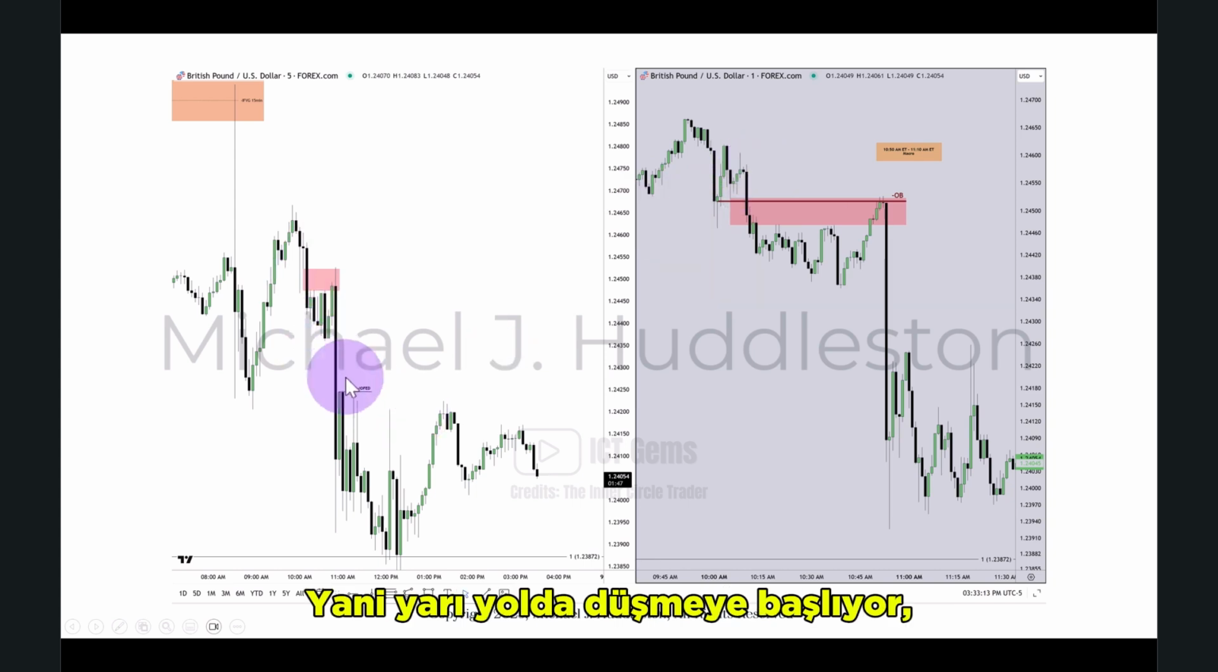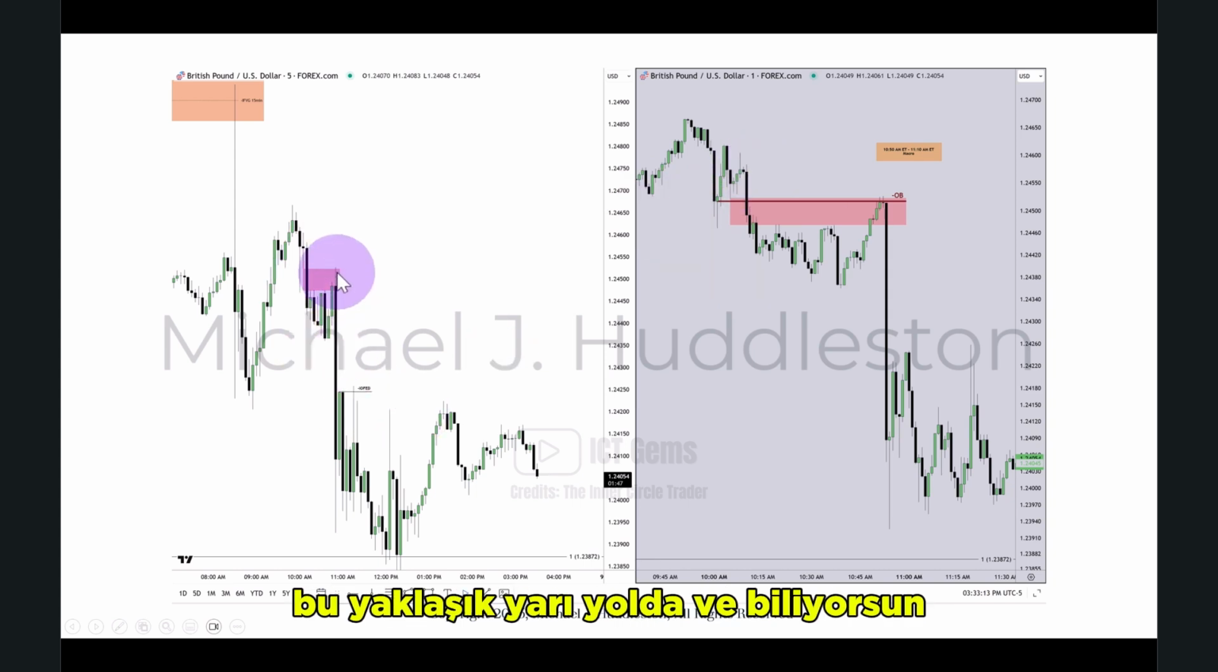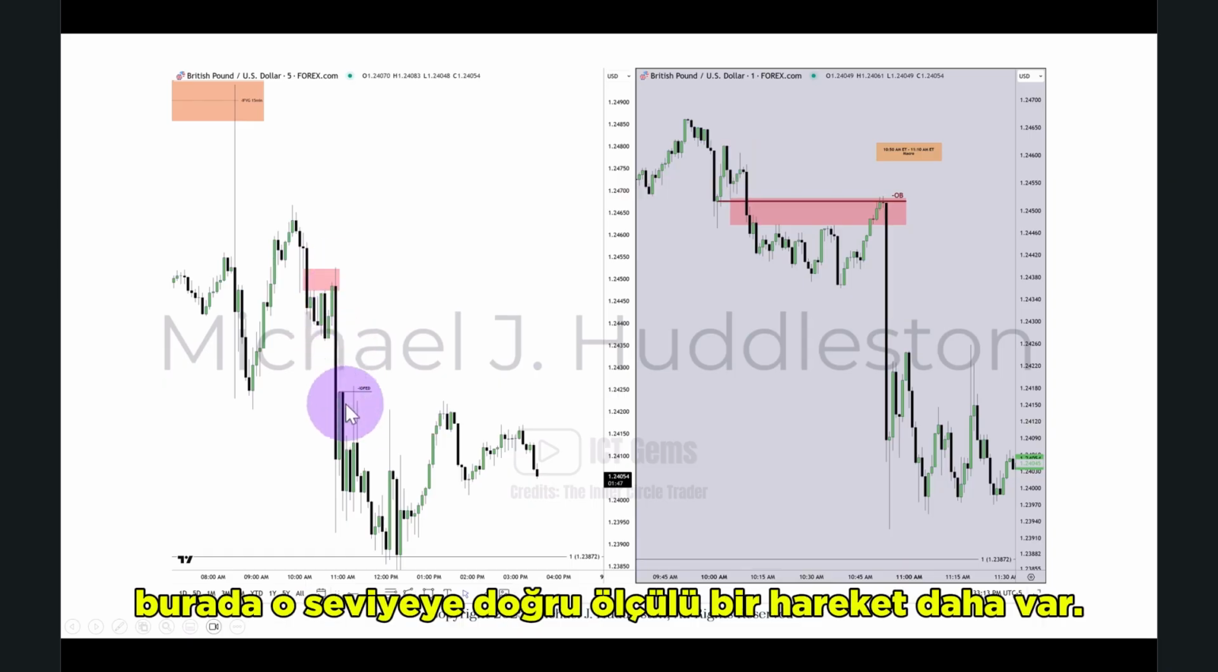So halfway from it starts dropping, this is about halfway, and you know that you have another measured move to that level here.